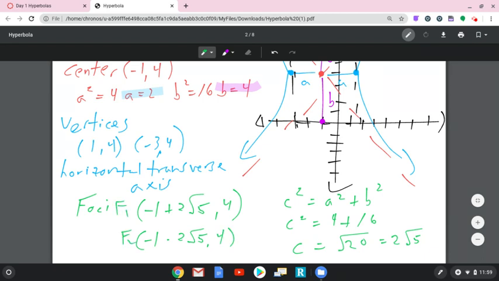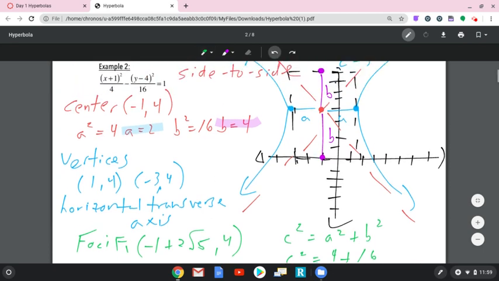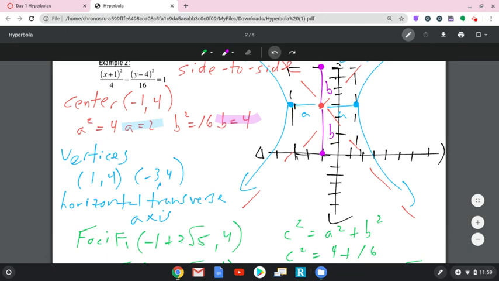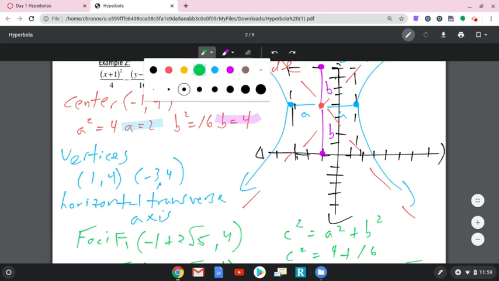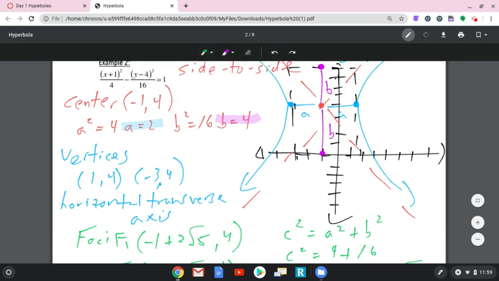And guys, you can estimate where they are in your graph. If you want to estimate, just put it in your calculator. -1 plus 2 root 5 is approximately 3.47. So just estimate that point. Let's make that a little bigger. So 1, 2, 3, it's about 3.5.